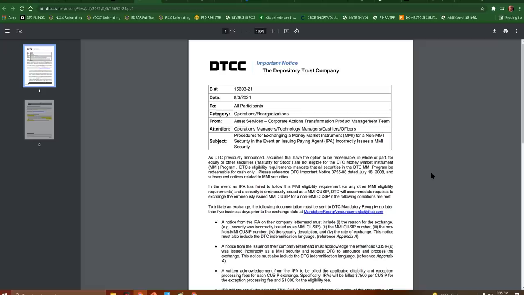In the event an IPA has failed to follow this MMI eligibility requirement or any other MMI eligibility requirements, and a security is erroneously issued as an MMI CUSIP, DTC will accommodate requests to exchange the erroneously issued MMI CUSIP for a non-MMI CUSIP if the following conditions are met. To initiate an exchange, the following documentation must be sent to DTC Mandatory Reorganization by no later than 5 business days prior to the exchange date.